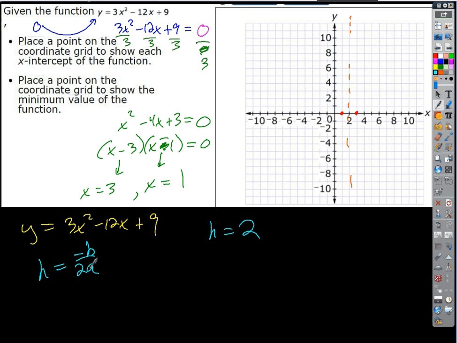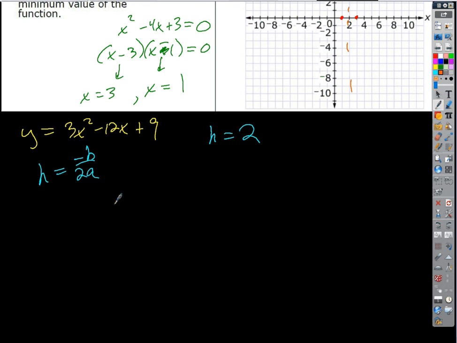Plug in the x value, right? So if I plug in 2 for both of those x's, that's going to give me the y value. That's fine. Yeah, go ahead.